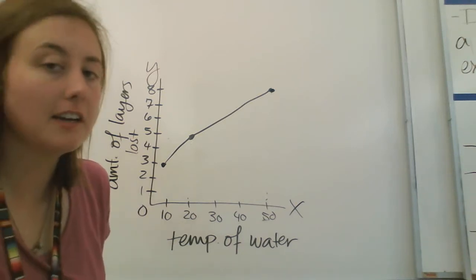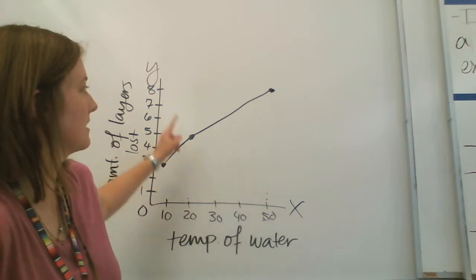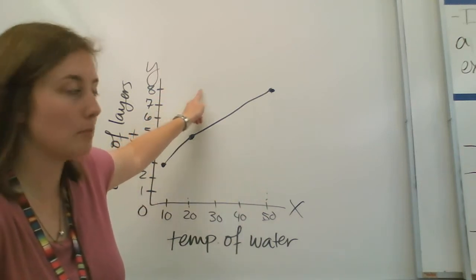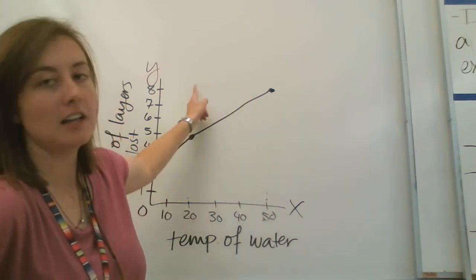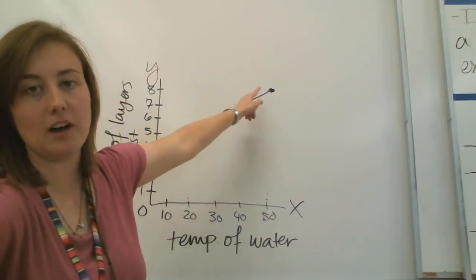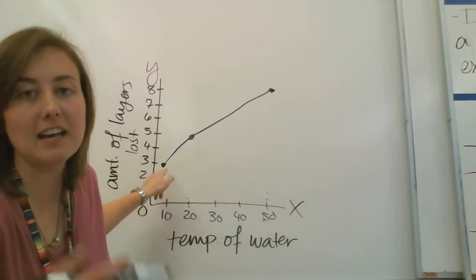Okay, so you can see as we're looking at this graph, as the temperature increases, the amount of layers the gobstopper loses also increases, right? Because where the temperature is the highest, the amount of layers it lost is also the highest, right? And then the colder the temperature, the less layers it loses.